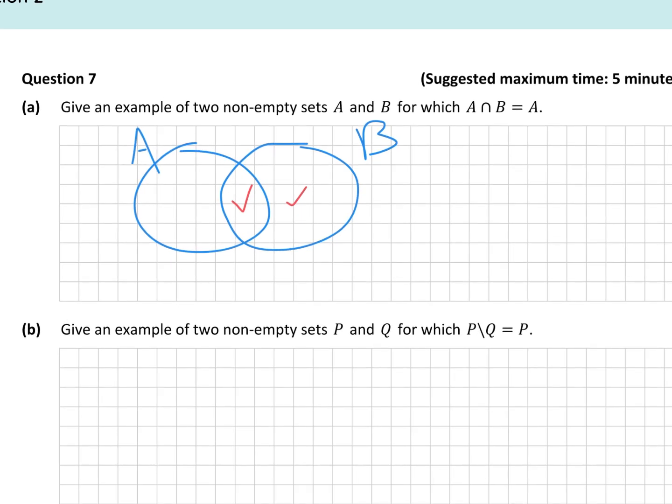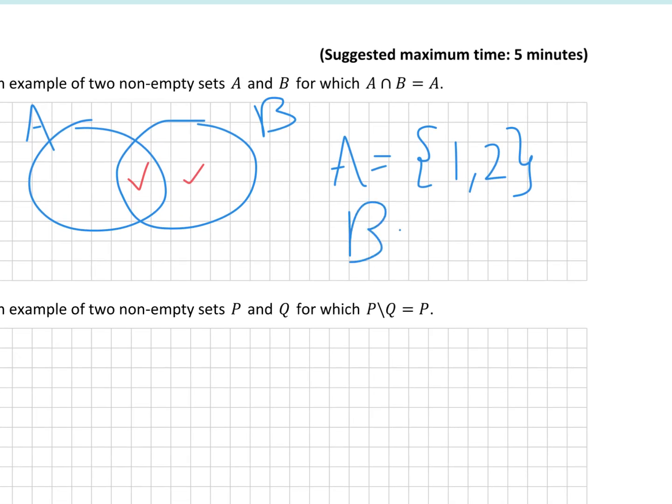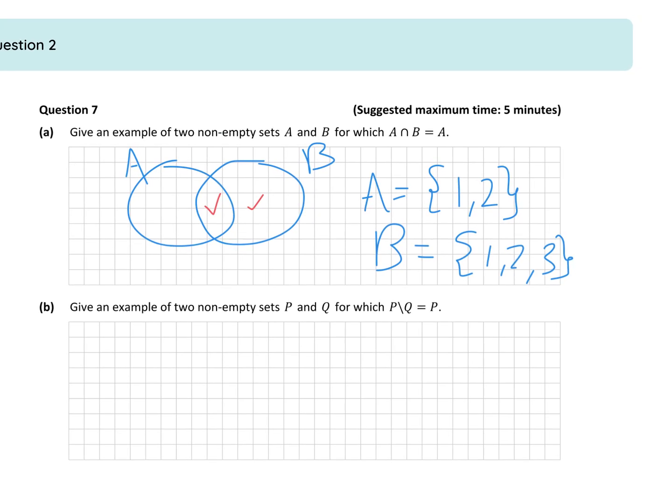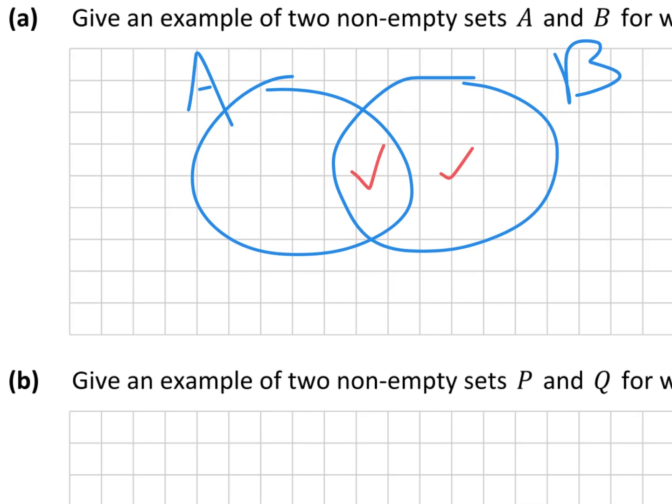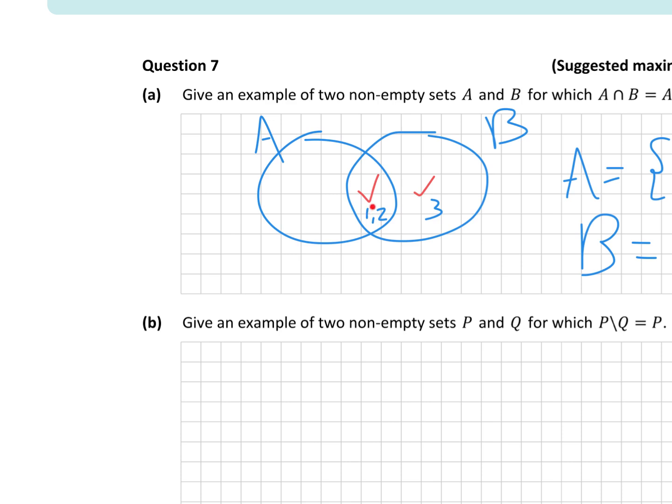So as an easy example, I'm going to say A is going to have the elements 1 and 2 in it, and B can have the elements 1, 2 and 3. You'll have to forgive my curly brackets, they're a little bit funny here. So again, 1 and 2 are going to be here in the intersection, and 3 is going to be out here. So we could say that set A is just the intersection of A and B.